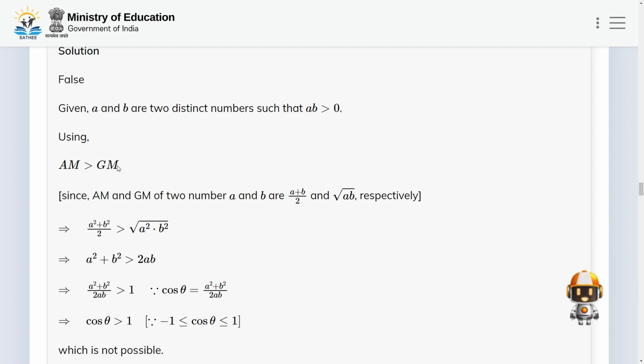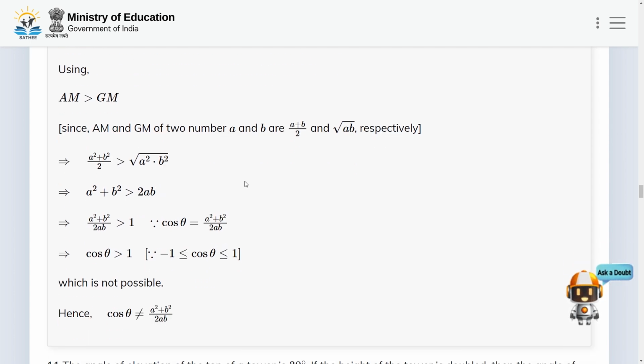So here we also use the concept of AM and GM. We know the relation between arithmetic mean and geometric mean: AM is greater than GM. Since AM and GM of two numbers a and b are (a plus b) by 2 and square root of ab, it implies (a square plus b square) by 2 is greater than square root of a square into b square.